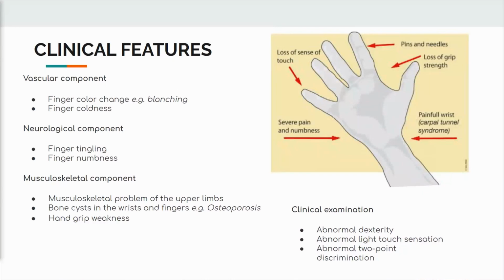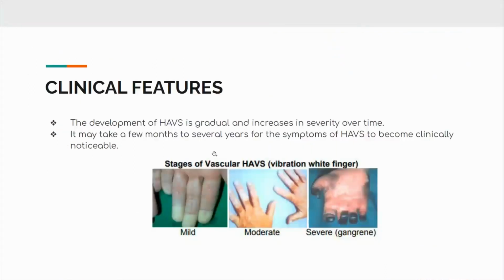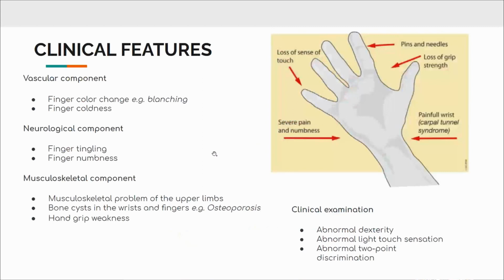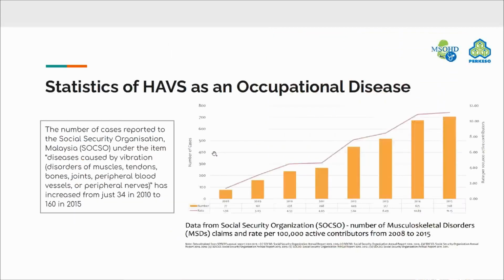Can you show the table, the SOCSO table, please? This is now the SOCSO table. Okay. All right. So this statistic is not for hand-arm vibration syndrome. This statistic is for vibration diseases, which can be caused by muscle, tendon, and bone joint problems. This is basically more for musculoskeletal disease. So this is not for vibration disease.